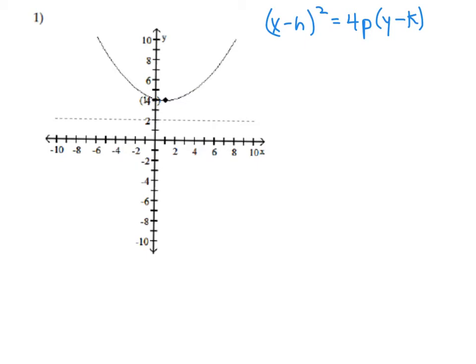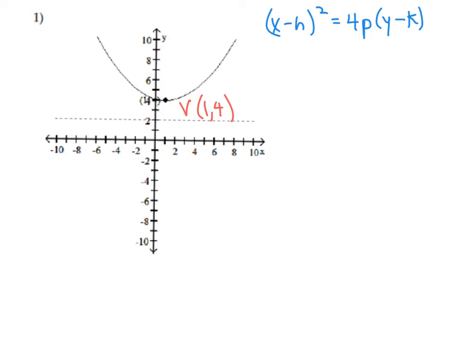Now for this one, I can see that the vertex is located right here, and I'm going to read those coordinates from my graph. I see that the vertex is actually located at the point (1, 4). Now the other information that I need for this is the focus.